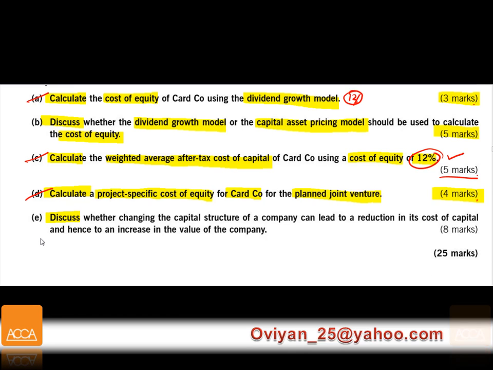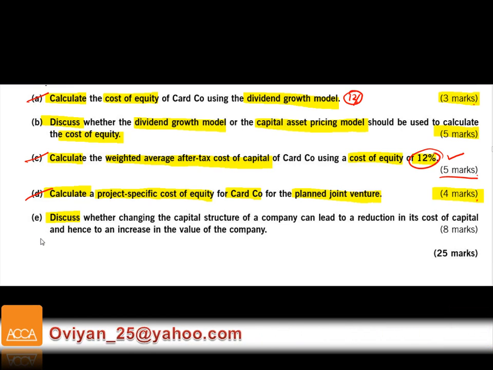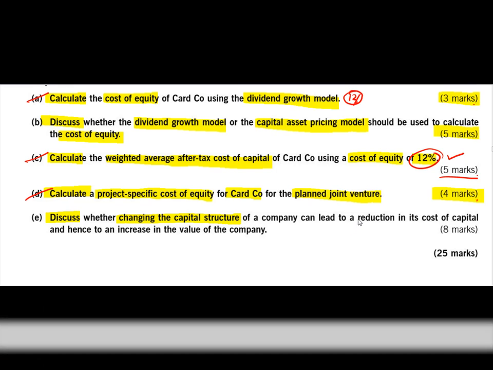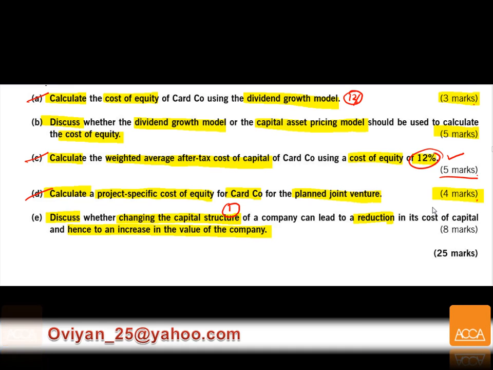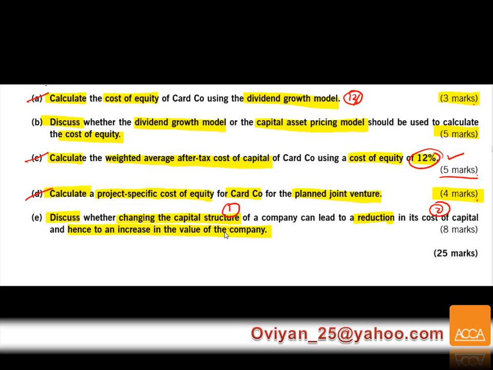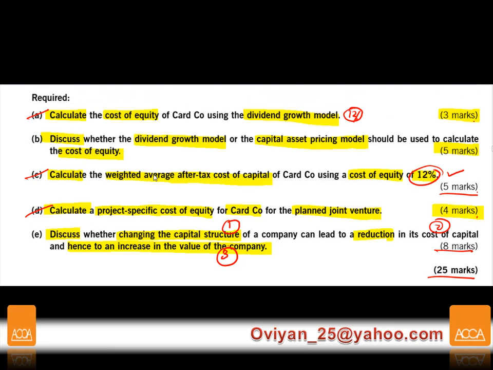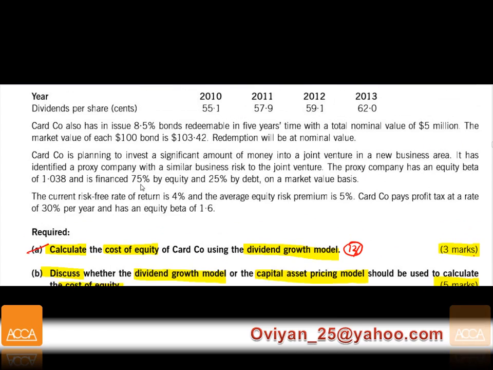Now this is going to be a discussion element. Part E: discuss whether changing the capital structure of the company can lead to a reduction in its cost of capital and hence an increase in the value of the company. So it's linked to 3 things. One is cost of capital. One more is changes in the capital structure. The next one is cost of capital and how that reflects the value of the company, or the value of the firm. 8 marks here, total 25 marks. It's a balanced question about calculation and discussion elements.